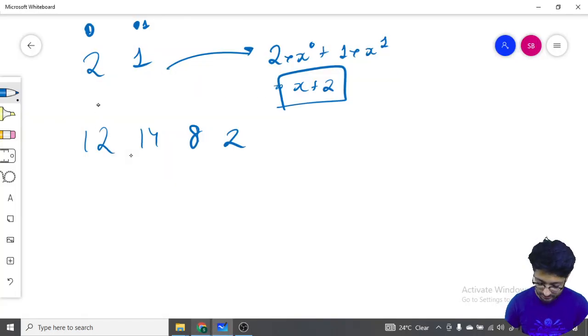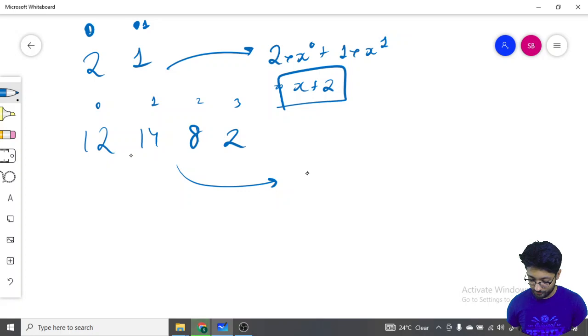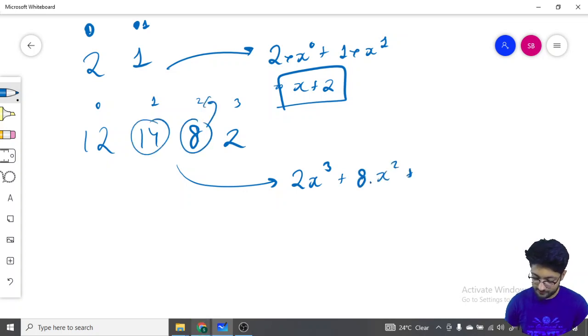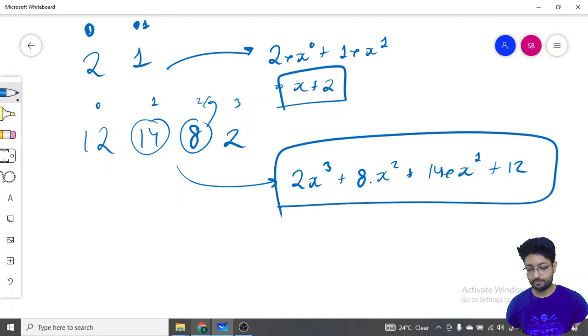So with the same indexing, 0, 1, 2, 3, what is this polynomial? Can you tell me? The polynomial is 2 into x power 3 plus 8 into x power 2 plus 14 into x power 1 plus 12. That is the second polynomial.